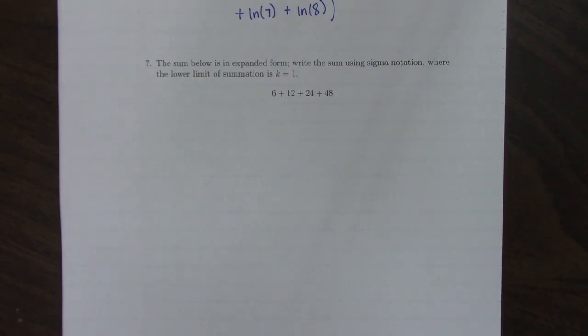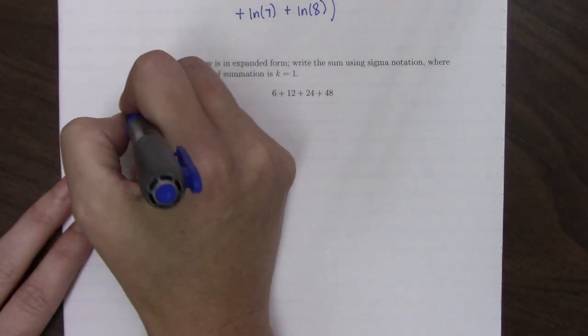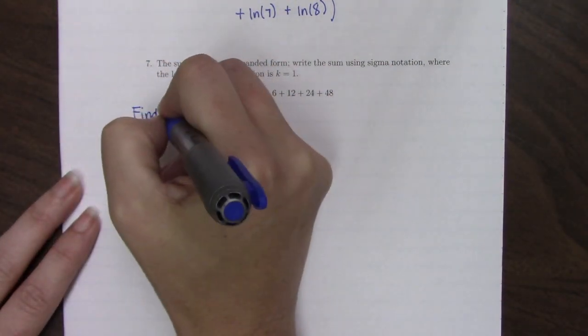Problem 7 asks us to go backwards. We're going to look at an expanded form, and then we're going to try to come up with the sigma notation that expresses this idea. So the first thing we want to do is try to find the pattern in the numbers.